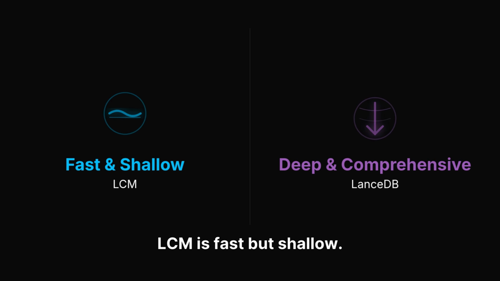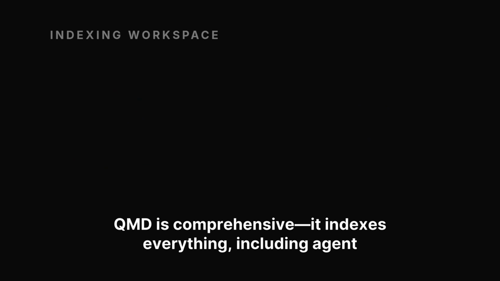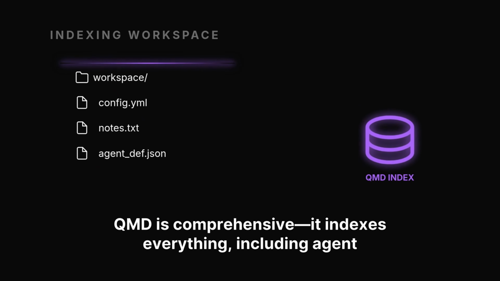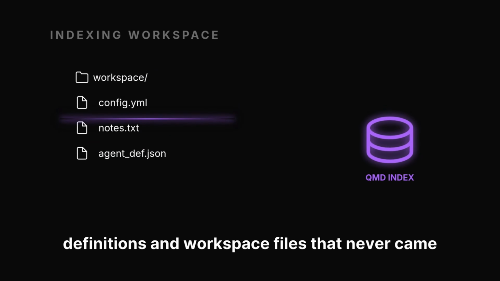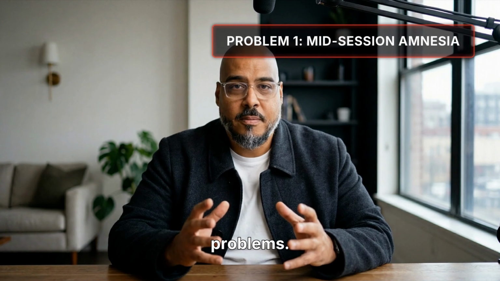Each layer catches what the others miss. LCM is fast but shallow. LanceDB is semantic but only for conversations. QMD is comprehensive. It indexes everything, including agent definitions and workspace files that never came up in a conversation. Before this setup, I had 4 recurring problems.